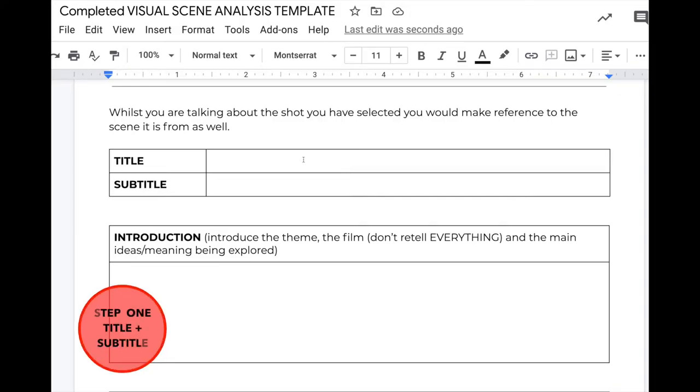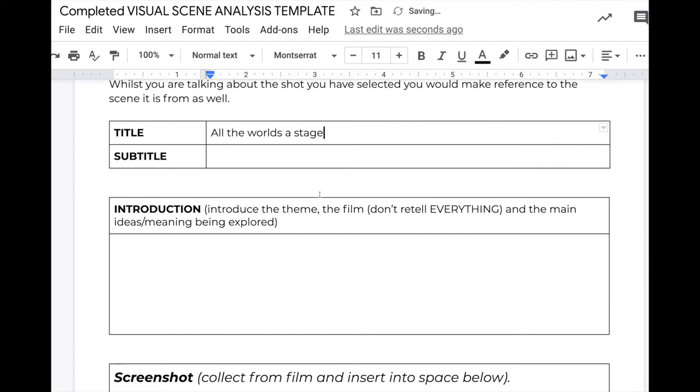Step one, come up with a title and subtitle. This is a chance to get creative about what you are analysing. I am looking at the way the ideology of celebrity is explored in A Star Is Born, so my title and subtitle are a play on that.